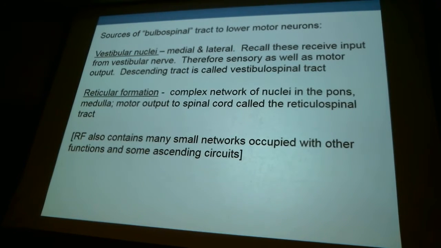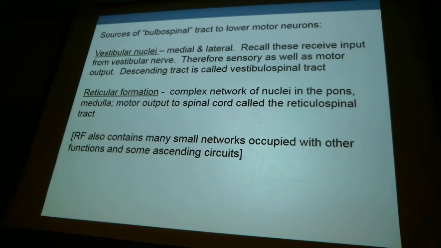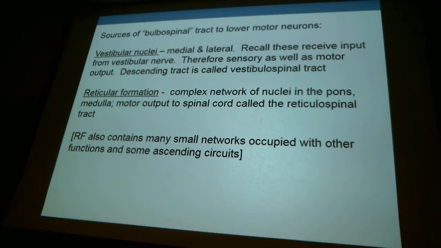Okay, so these are the two nuclei, and the descending projections of these nuclei, these brainstem nuclei in general, are often referred to as bulbospinal. So from the bulb, the brainstem, this bulbous brainstem, to the spine. So whenever you see something like this, usually the first half of that is where it's from, and the second half is where it's going. Okay. So they form this bulbospinal tract to the lower motor neurons.